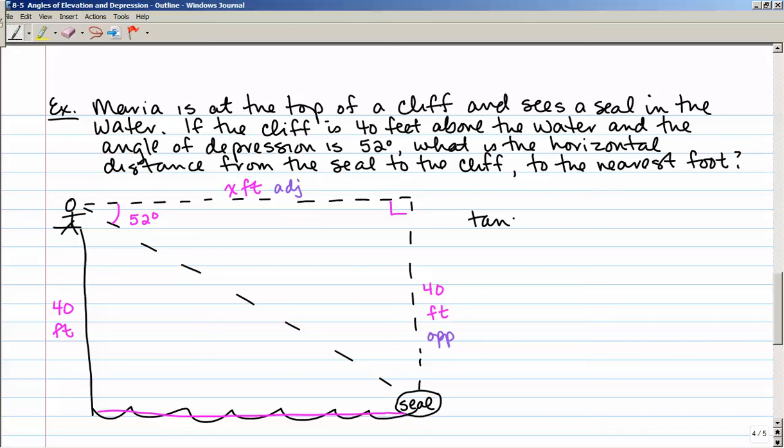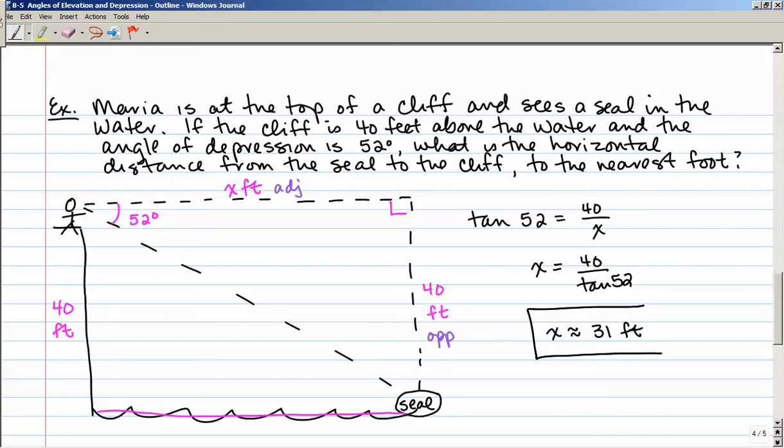And the trig function that uses opposite and adjacent is tangent. So I'm going to say the tangent of 52 is equal to opposite, which is 40, over adjacent, which is x. Solving that for x equals 40 over the tangent of 52, or x is approximately equal to 31 feet. So the seal is approximately 31 feet from the base.